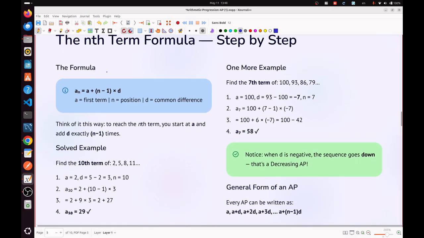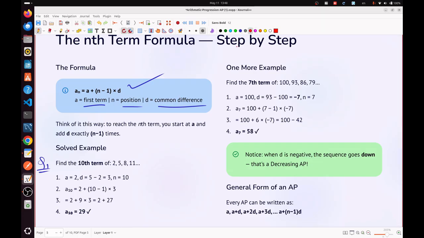So in this slide we will see some basic questions with answers. Remember this very important formula, a plus (n minus 1) into d, where a is the first term, n is the position and d is the common difference. Let's quickly move on to question number 1. Find the 10th term of 2, 5, 8, 11.